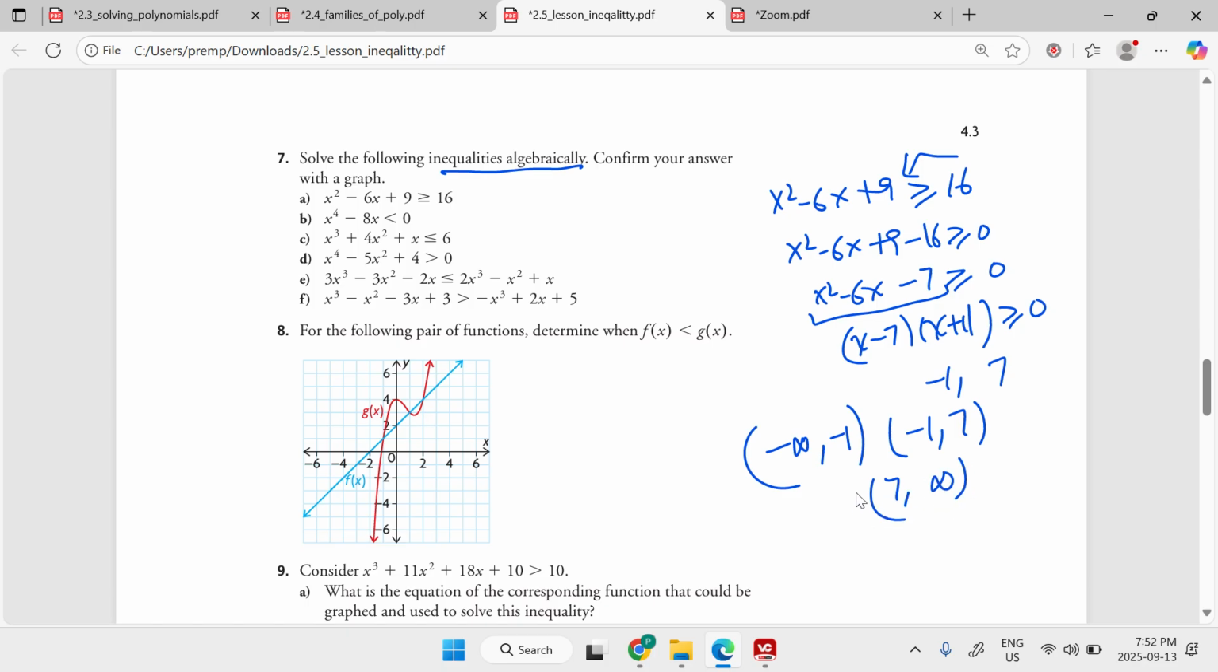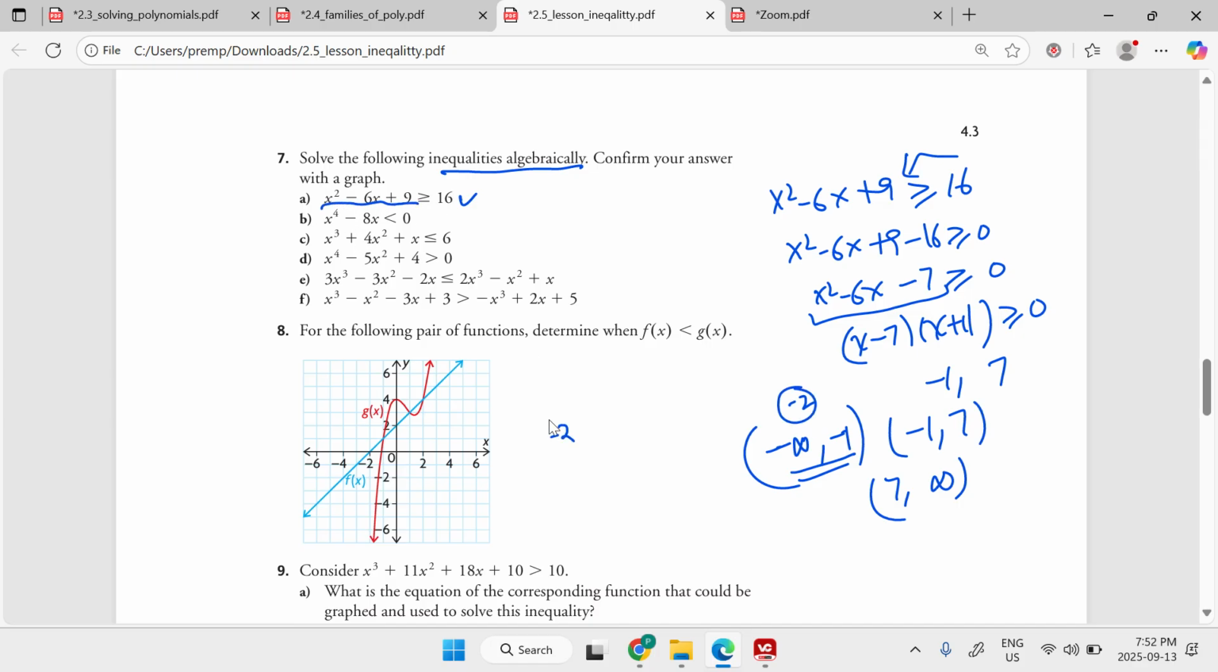Now what's your rule? Your rule is you take any value from these intervals and plug it in the whole expression and see if it is making the whole expression true. Okay, so for example, say we have this negative infinity to negative 1, and say I'm taking a value here, let it be negative 2. So I will put that value here in this expression now.